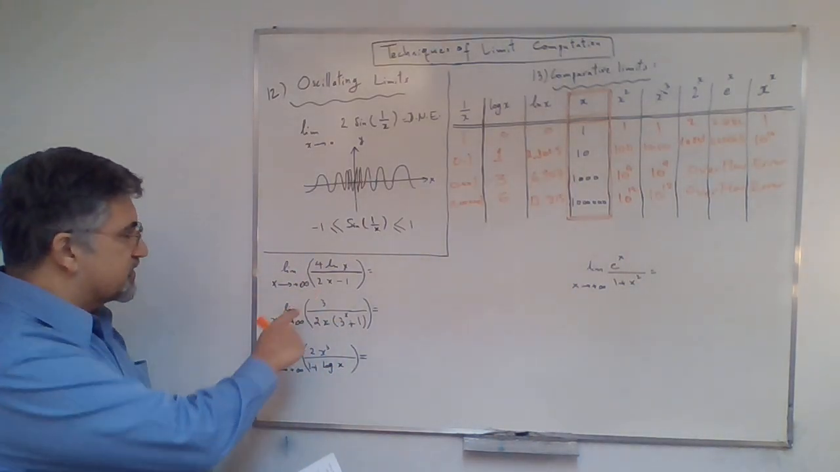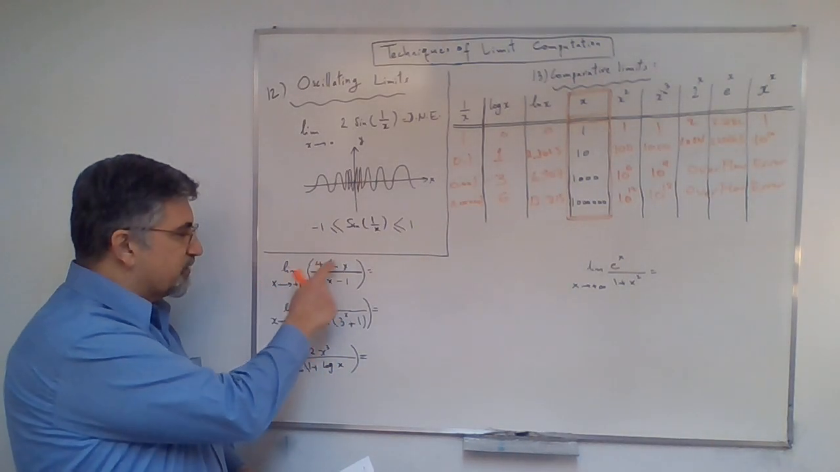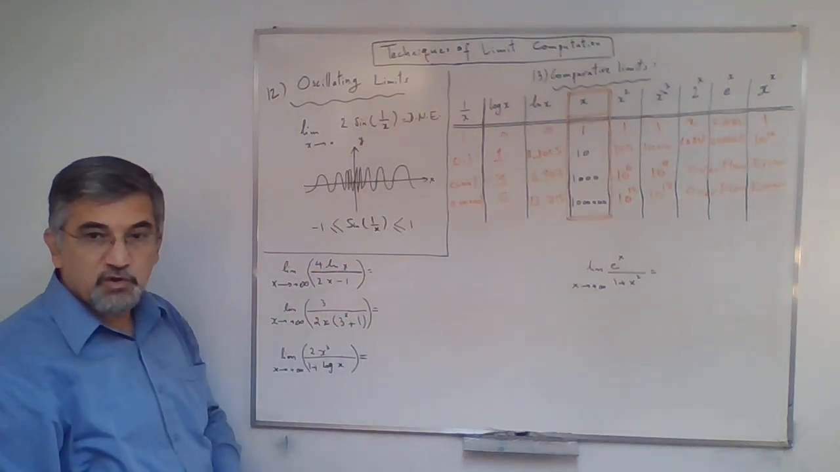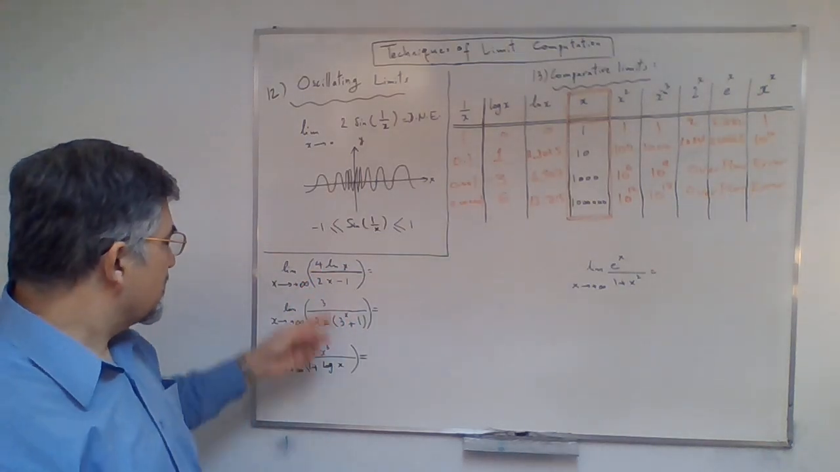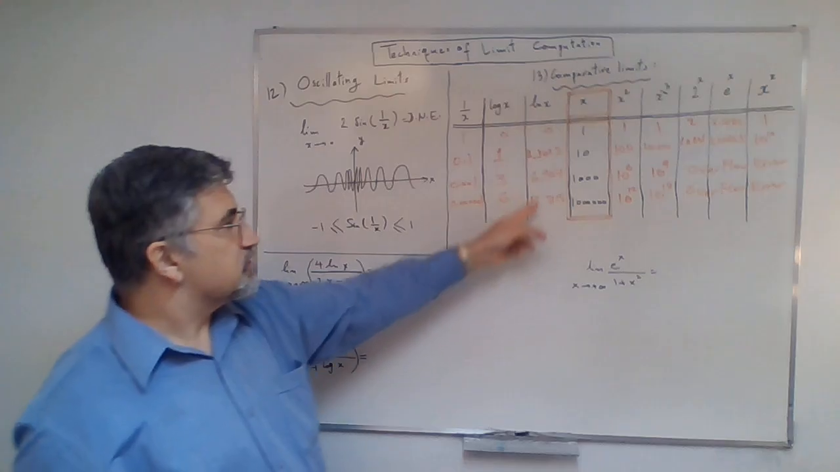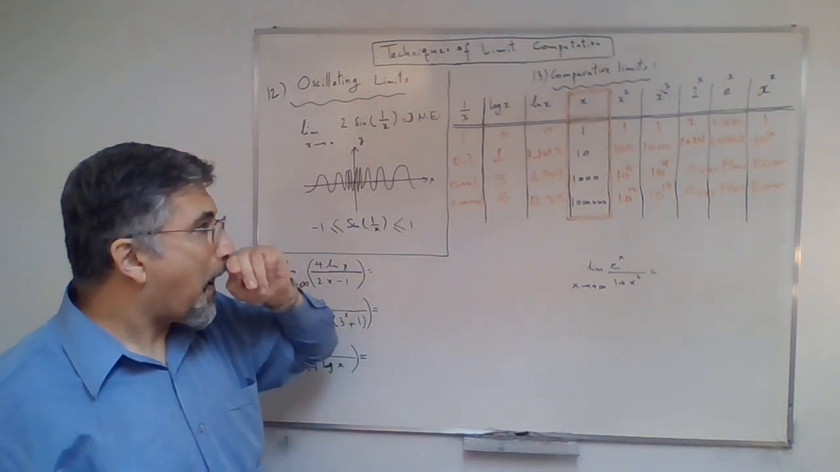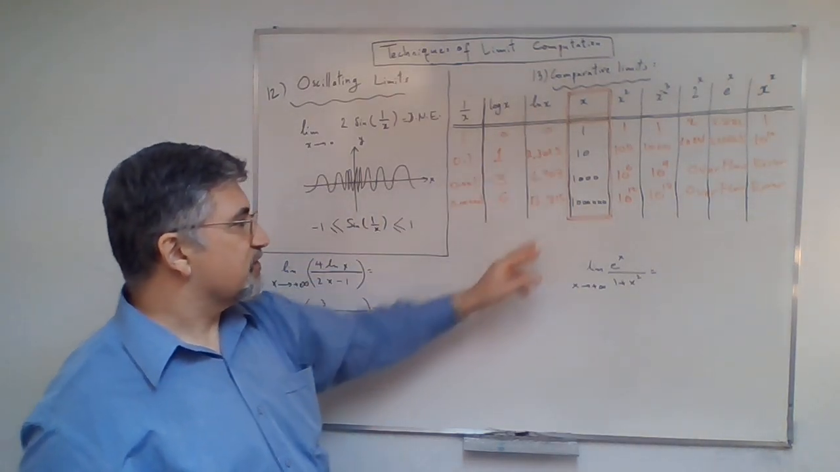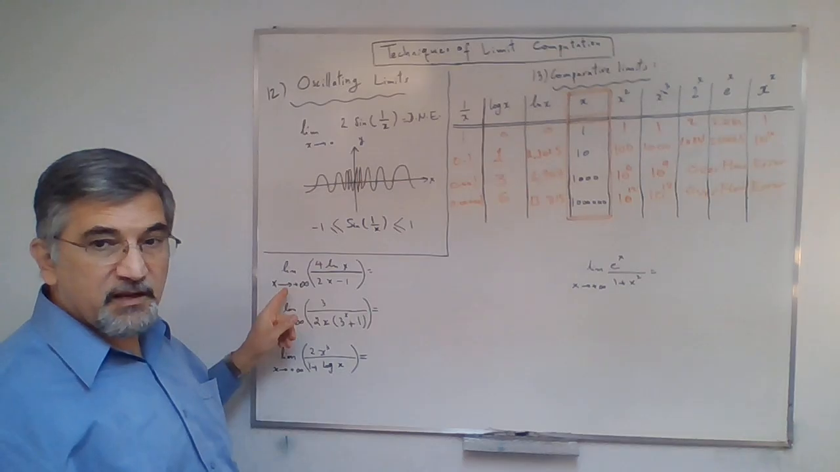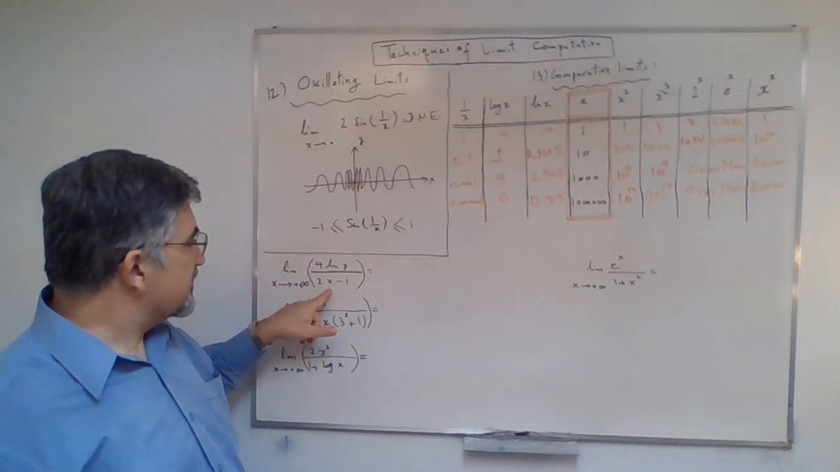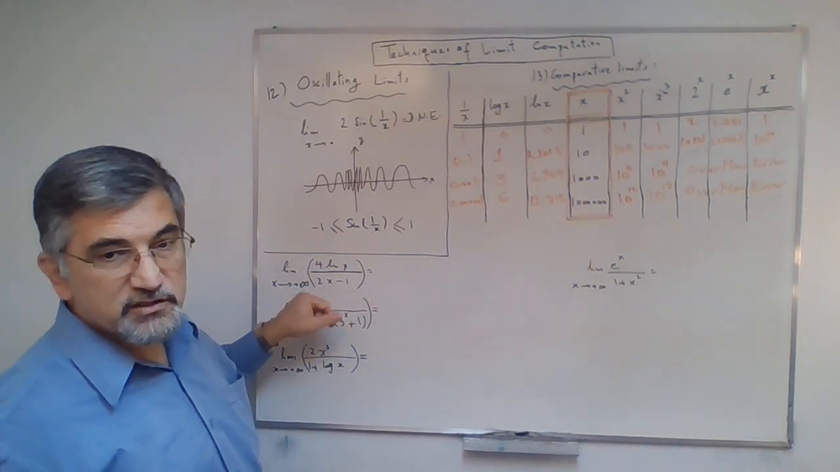So this one says, what is the limit of 4 times ln of x divided by 2x minus 1 when x approaches positive infinity? The numerator is a logarithmic function. We saw what the behavior of natural logarithm function is when x increases and approaches positive infinity, and the linear function is 2x minus 1.